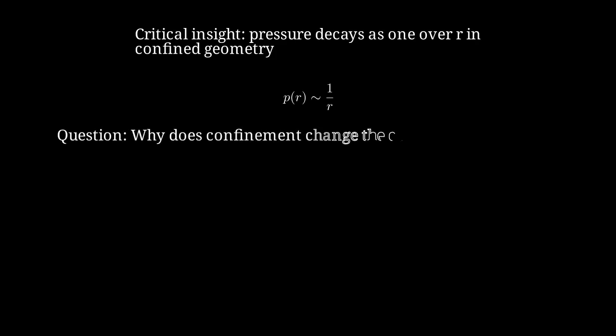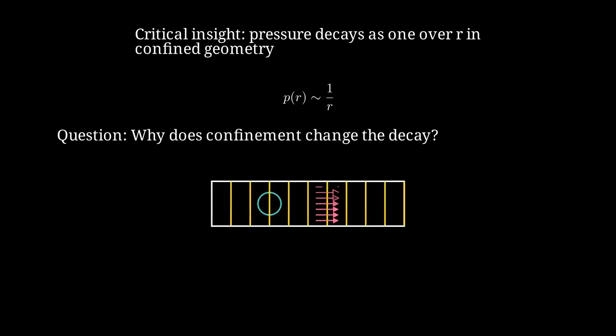You might ask, why does confinement change the pressure decay rate? The walls constrain flow to essentially 2 dimensions. Fluid can't escape in the third direction, so pressure effects propagate further downstream.